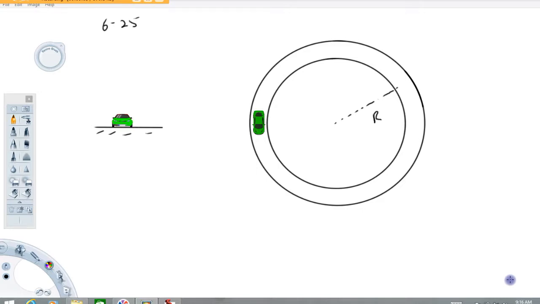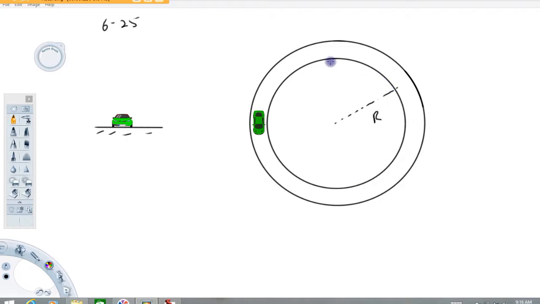Making this video here to help you out with Chapter 6, number 25 in the OER College Physics text. So the problem is kind of described in this picture. There's a car or a vehicle that's moving in some sort of circular track.